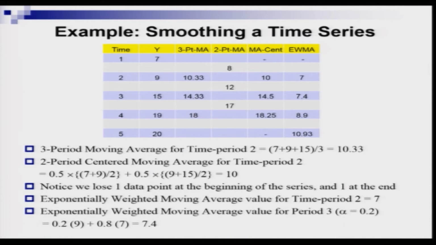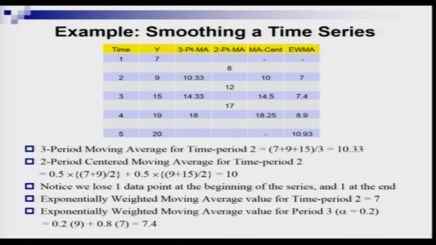This is the way you can compute the centered moving average for other time periods as well, and I am showing you how to calculate the centered moving average values for time periods 3 and 4. Note an interesting thing here: if we compute the centered moving average, we lose one data point at the beginning and one at the end of the series. That is why under the column MA cent, I have a dash at time period 1 and again at time period 5. So you lose out on these 2 time periods.